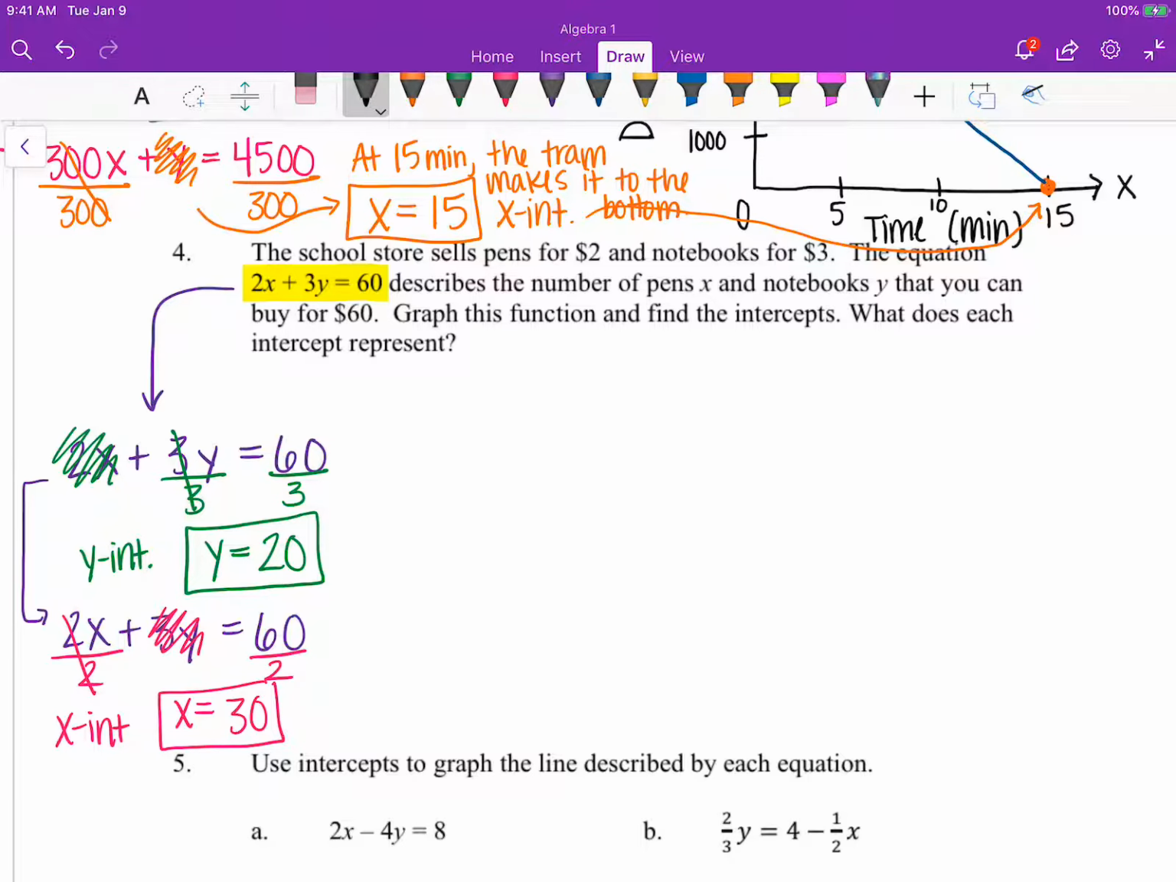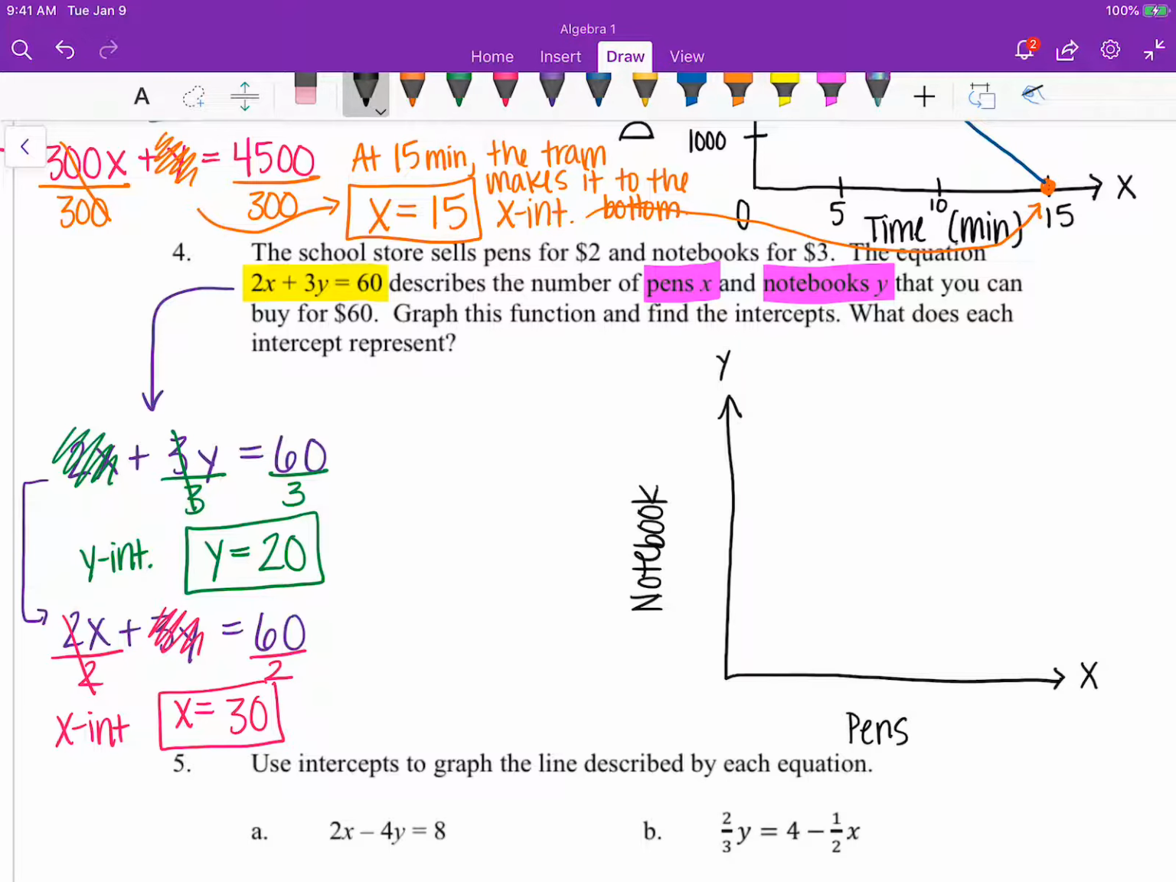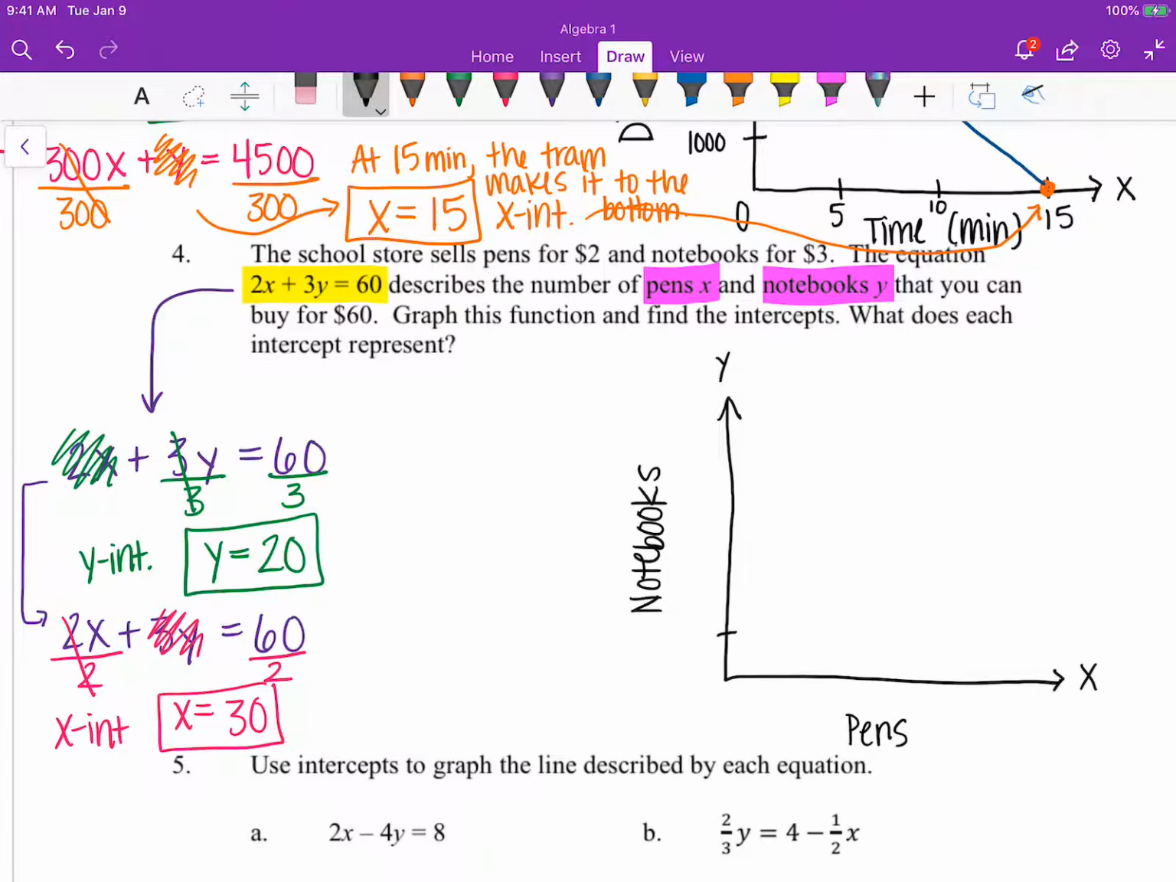We're talking about selling notebooks and pens, so again, I'm going to do a first quadrant graph because we're not going to be able to sell negative notebooks or negative pens. My x and my y, they told us up here that pens was the x and notebooks is the y. So when I label, I need to make sure that I put pens on the x-axis, and on the y-axis, I need to put my notebooks. Now, my y-axis has to make it up to at least 20, so I'll count by 5. So I'll go 5, 10, 15, 20.